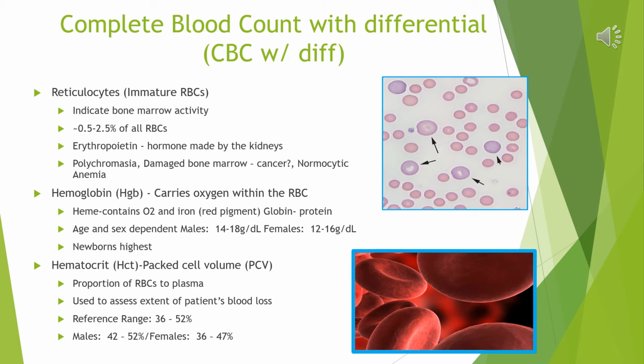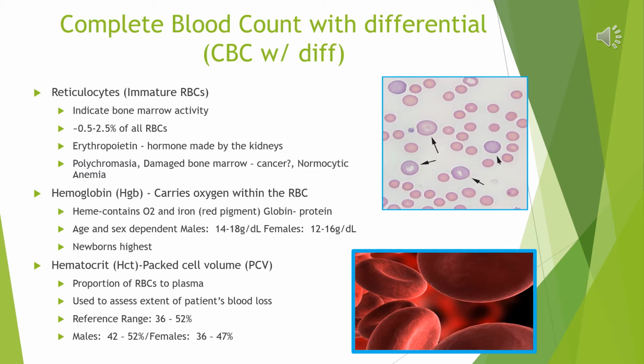Reticulocytes are immature red blood cells. They indicate bone marrow activity, and they only make up about 0.5 to 2.5% of all red blood cells. We know that erythropoietin stimulates their production. This is a hormone that's made by the kidneys. You can see some abnormalities in polychromasia, or damaged bone marrow, which could be caused by cancer, or in normocytic anemia.